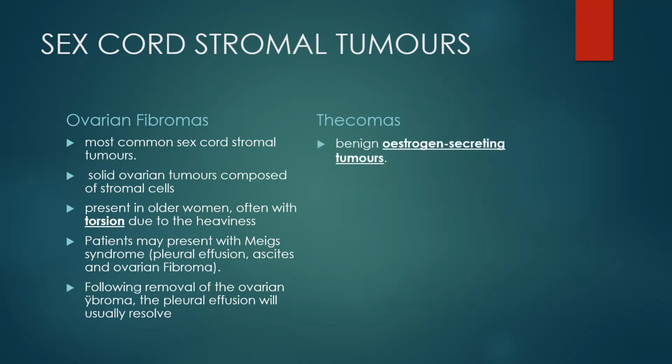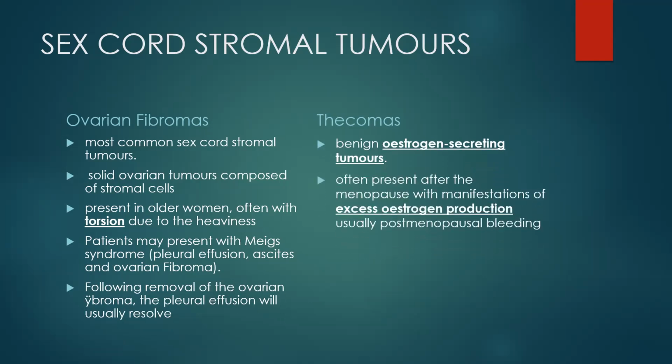Then comes thecoma. These are benign estrogen-secreting tumors, often present after the menopause with the manifestation of excess estrogen production, usually postmenopausal bleeding. Although benign, they may induce an endometrial carcinoma. As we know, whenever there is an excess of estrogen production, more endometrial growth will be there, and there will be endometrial hyperplasia, which in turn leads to endometrial carcinoma. In a normal menstrual cycle, estrogen comes and the endometrial lining grows in size, and then progesterone comes, and then the shedding of the endometrium occurs. But here there is no shedding, and the endometrium continues to grow, and ultimately it will turn into hyperplasia and then endometrial carcinoma.